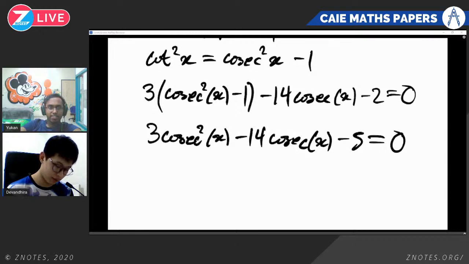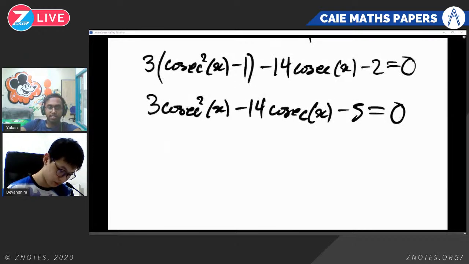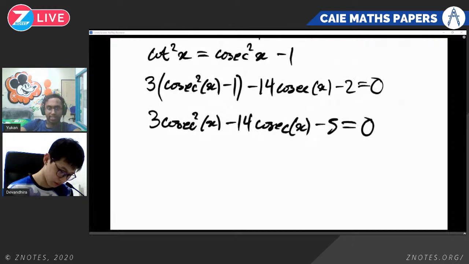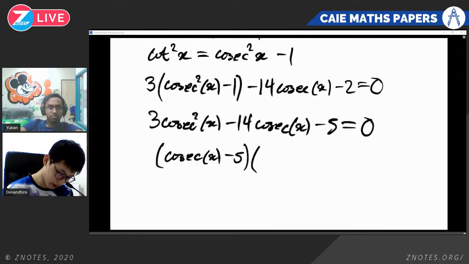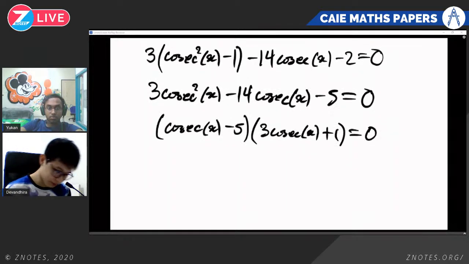We can factor this. If you want, you can say u is cosec and then rewrite it. But you can straight away factor it into cosec minus 5 and 3 cosec plus 1. So we have cosec x minus 5, right? Mm-hmm. And 3 cosec x plus 1. Okay, sure, we can do that.